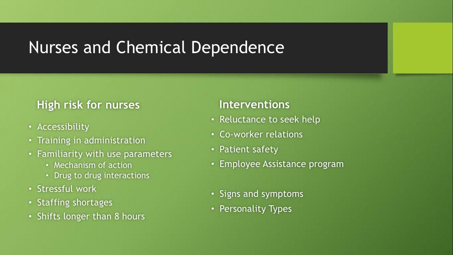And personality types that are highly correlated with substance abuse in nurses are, they often are high achievers. They may volunteer for overtime and extra responsibilities. They often use limited medications for other illnesses, and they may have a family history of alcoholism or addiction.